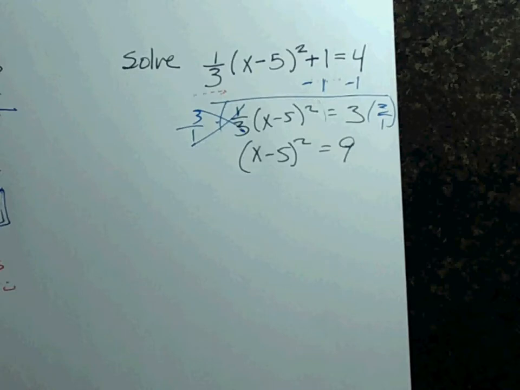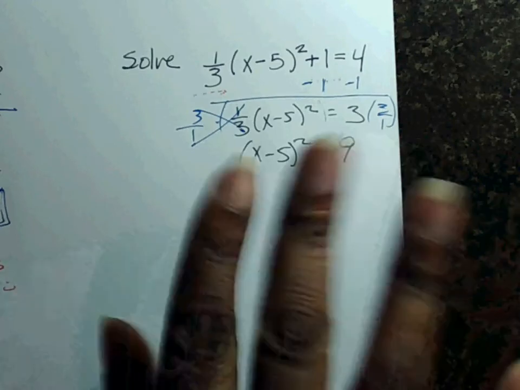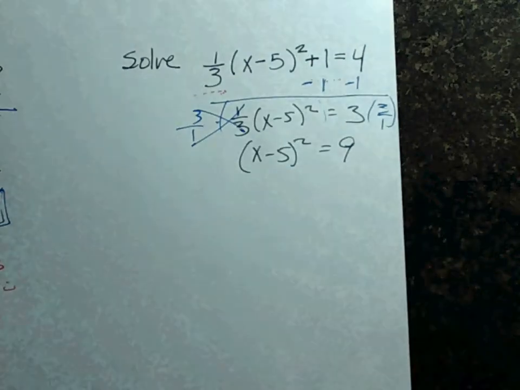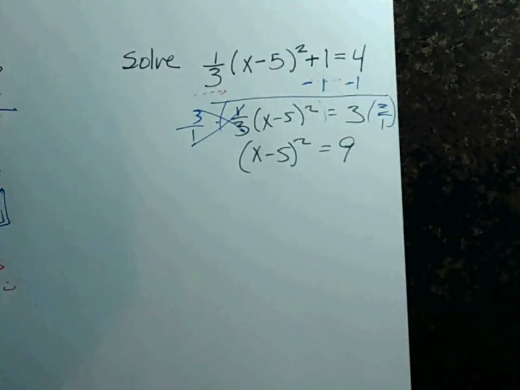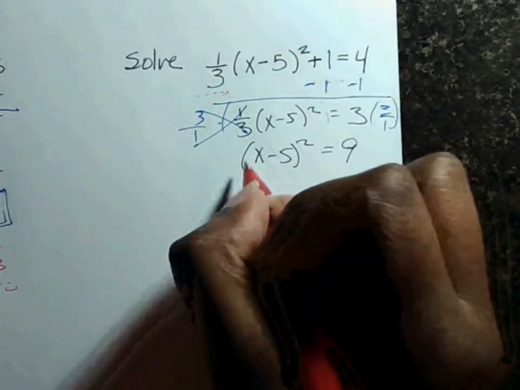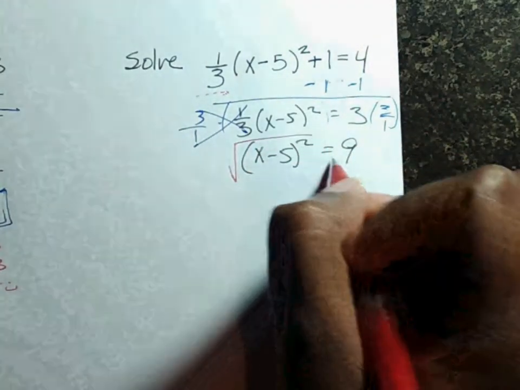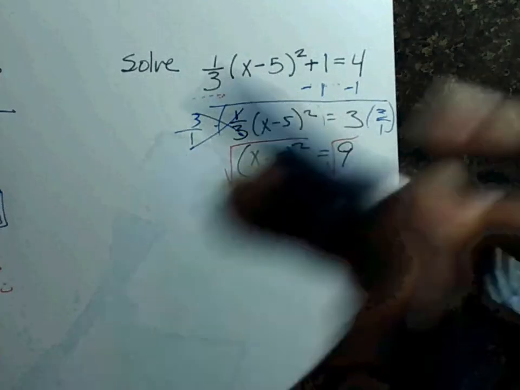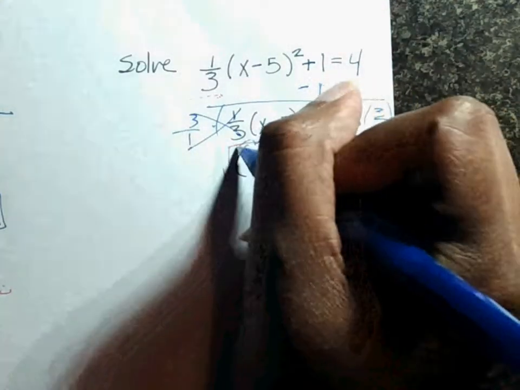Okay. Now what do you do? Well, I have the square term by itself. So now, to get rid of a square, you square root both sides. And when you square root a square, it cancels out.